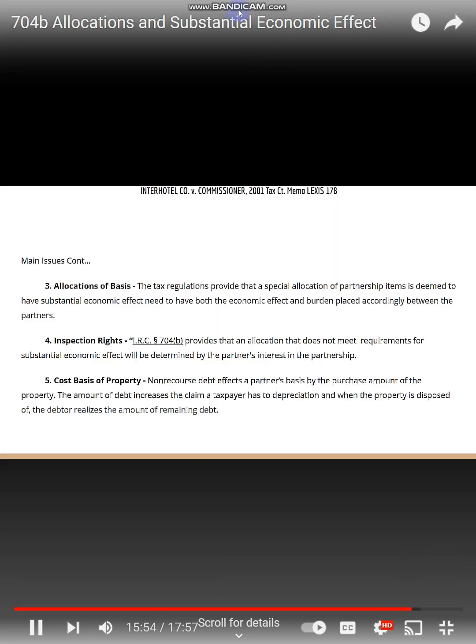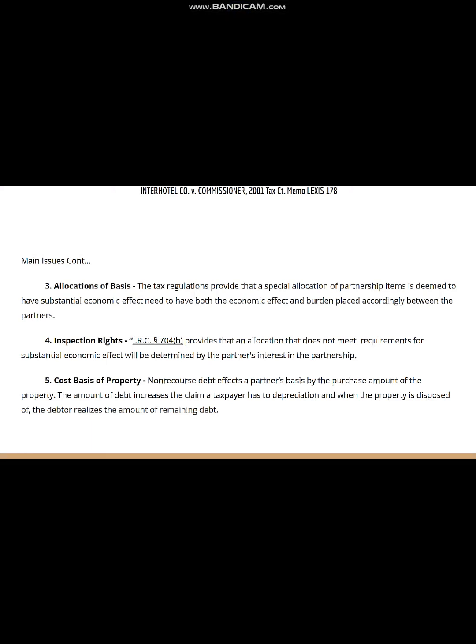The economic burden and benefit placed accordingly, which we heard about earlier in the presentation. Number 4, inspection rights. 704B provides that an allocation that does not meet requirements for substantial economic effect will be determined by the partner's interest in the partnership.